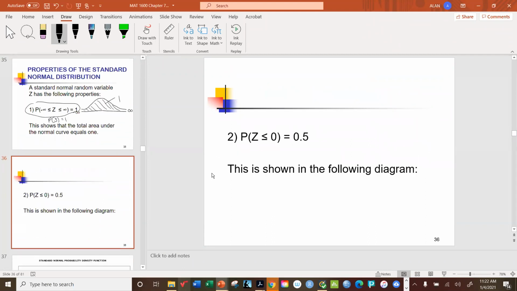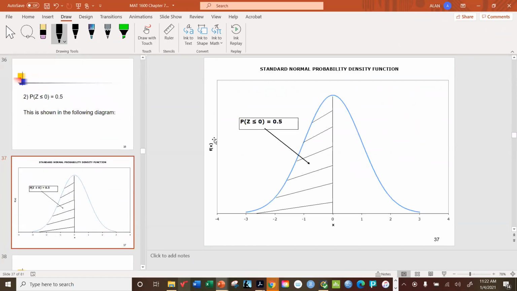Now, number 2, remember with the standard normal distribution, the mean is 0. So the curve, if you recall, is symmetrical.